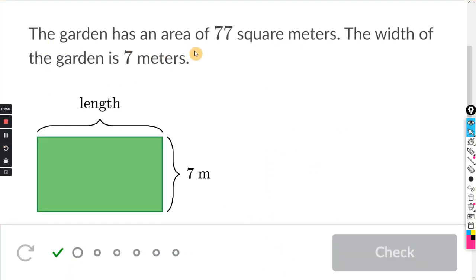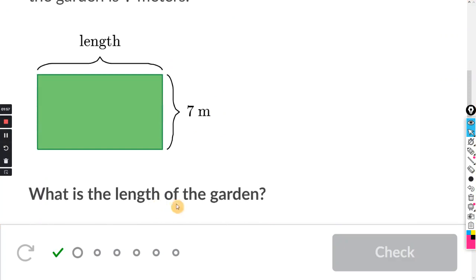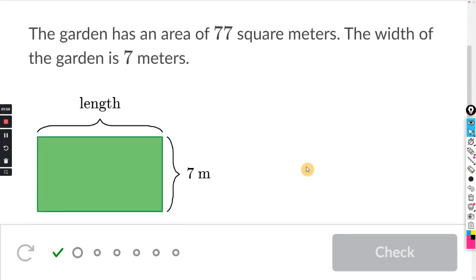The garden has an area of 77 square centimeters. The width is 7 meters. What is the length? Okay, once again, the area formula for the rectangle. The area equals length times width.